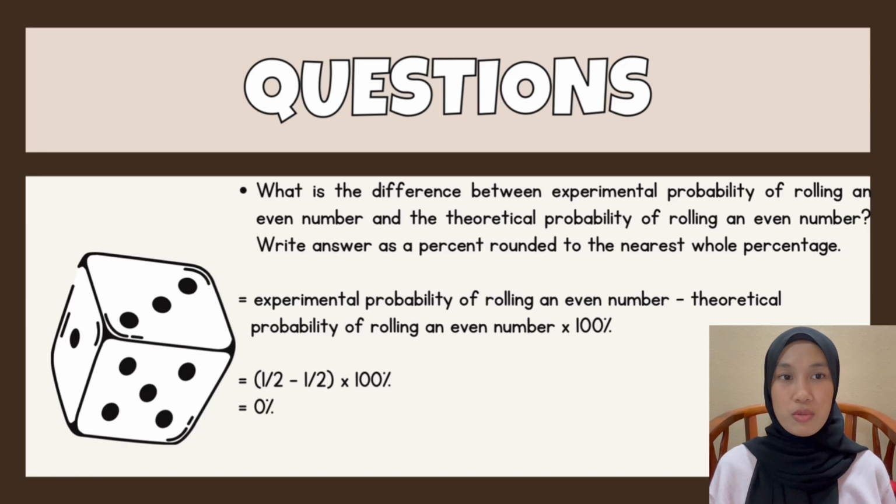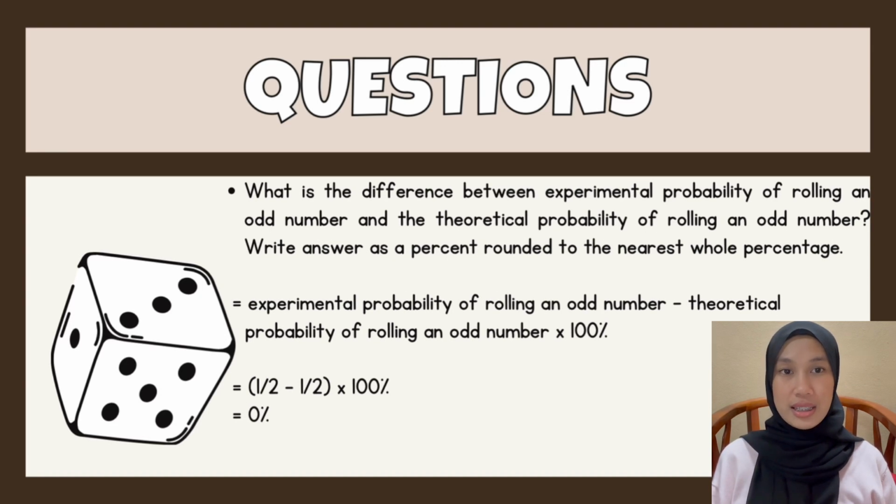What is the difference between the experimental probability of rolling an even number and the theoretical probability of rolling an even number? Write the answer as a percent rounded to the nearest whole percentage. So we use the equation experimental probability of rolling an even number minus theoretical probability of rolling an even number, times 100%. So the experimental probability is 1/2 minus the theoretical probability, which is 1/2 as well, times 100%. So we got the final answer 0%.